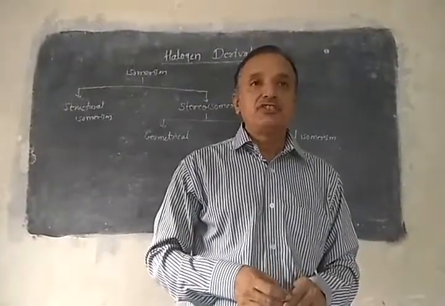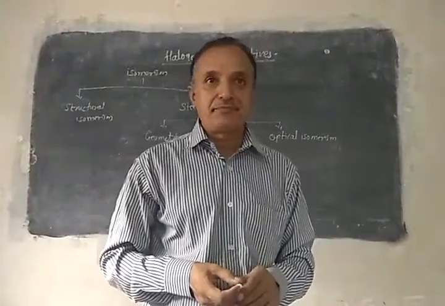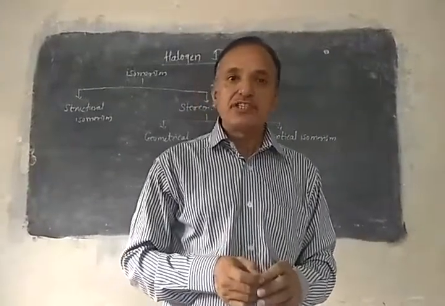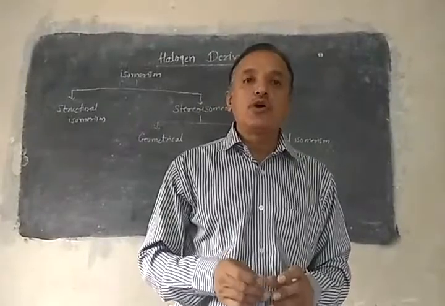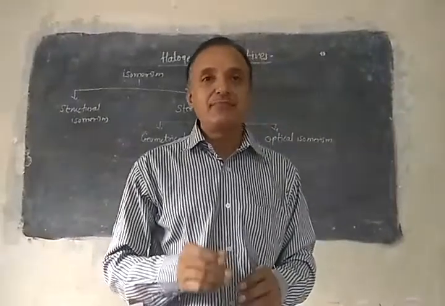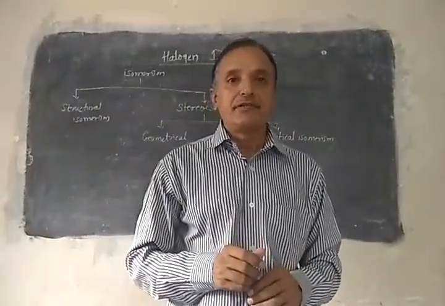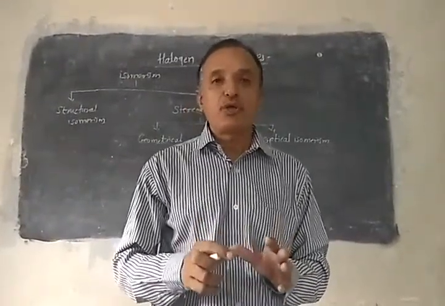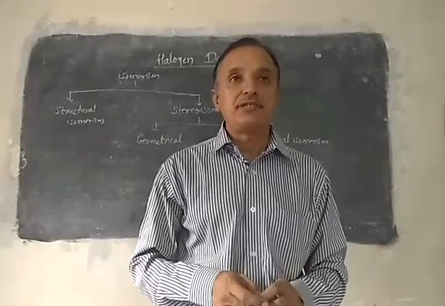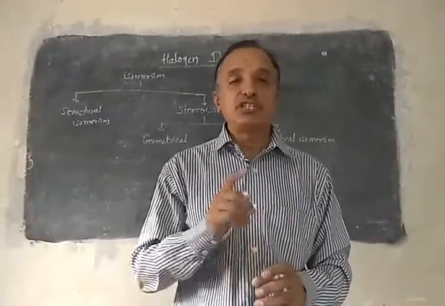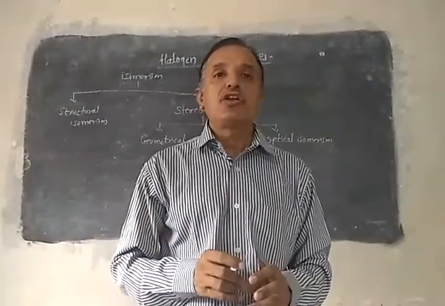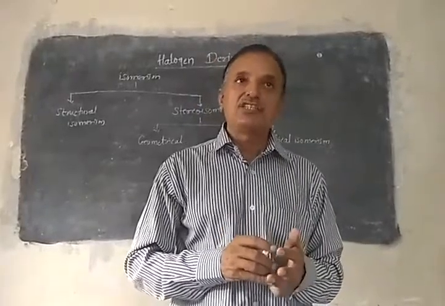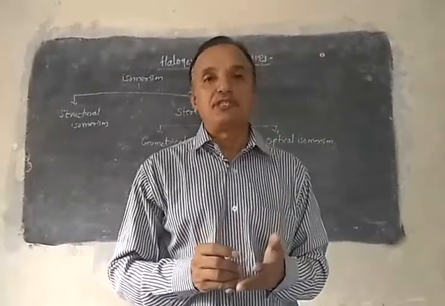Last year we studied isomerism. Isomerism is when two or more compounds have the same molecular formula. When two or more compounds have the same molecular formula, that phenomenon is called isomerism. This isomerism divides into two groups. One is called structural isomerism and the second is called stereoisomerism.